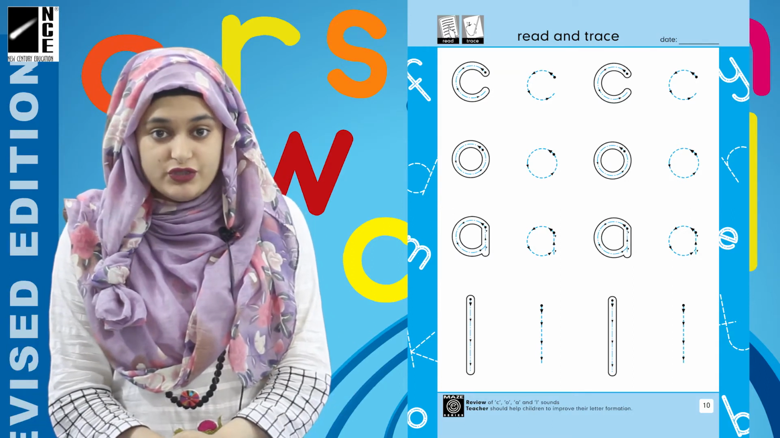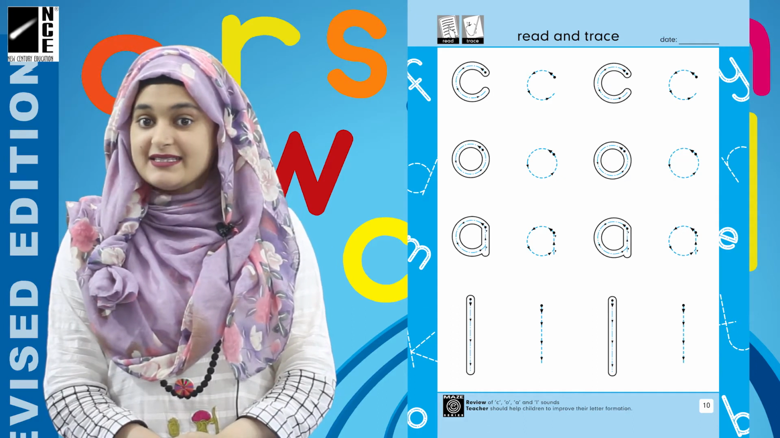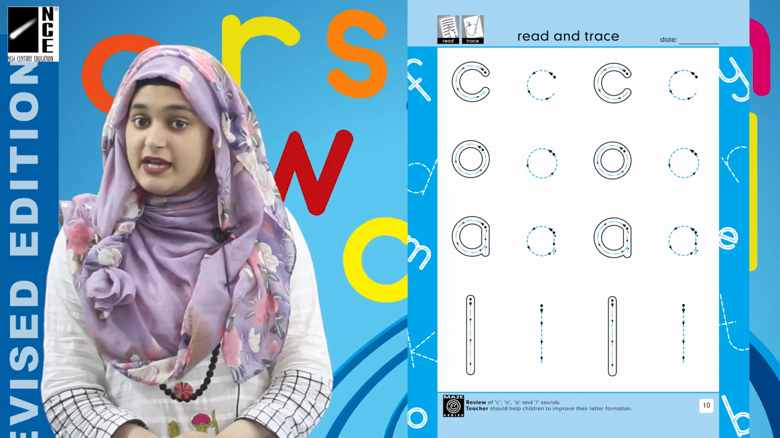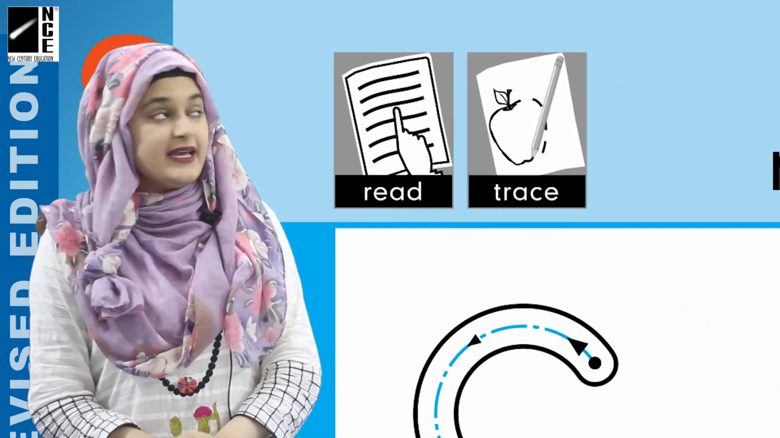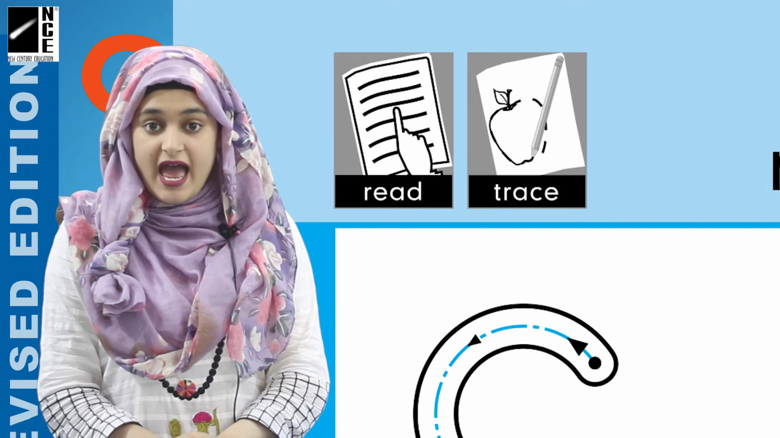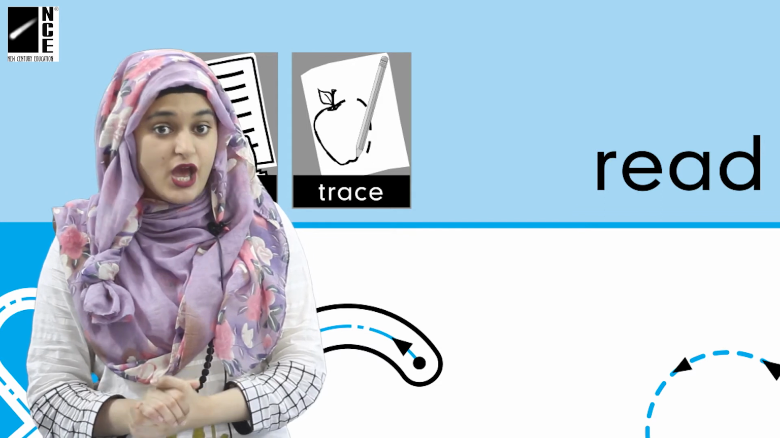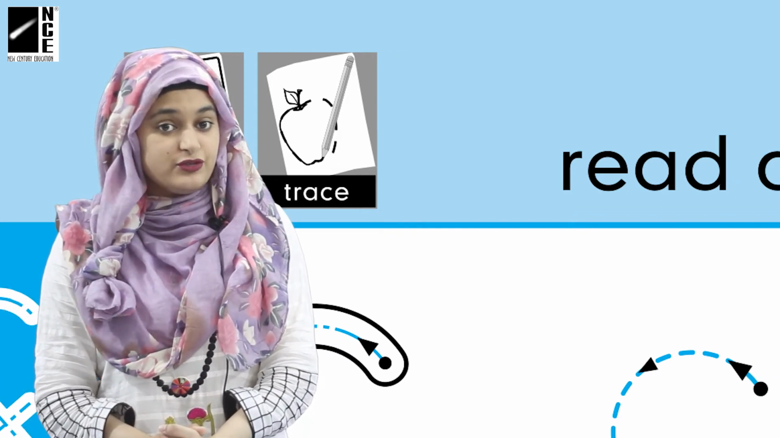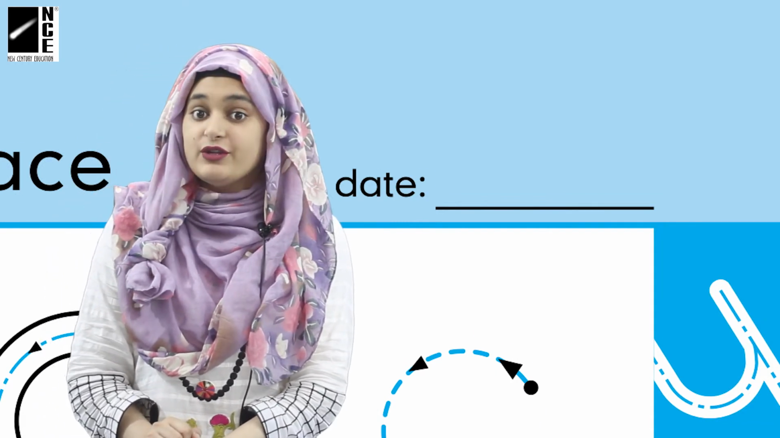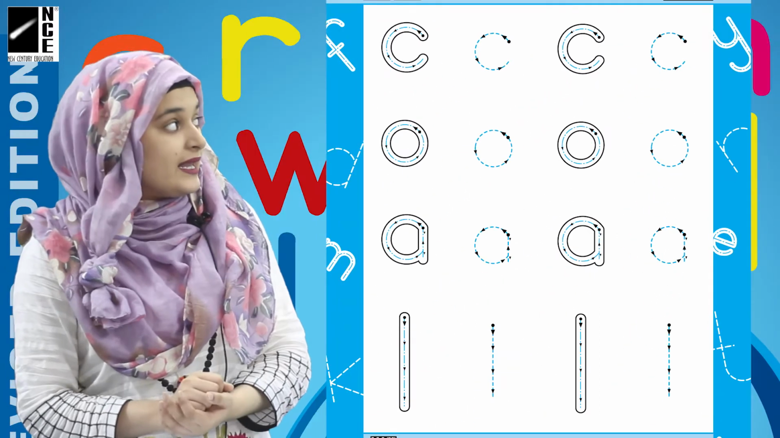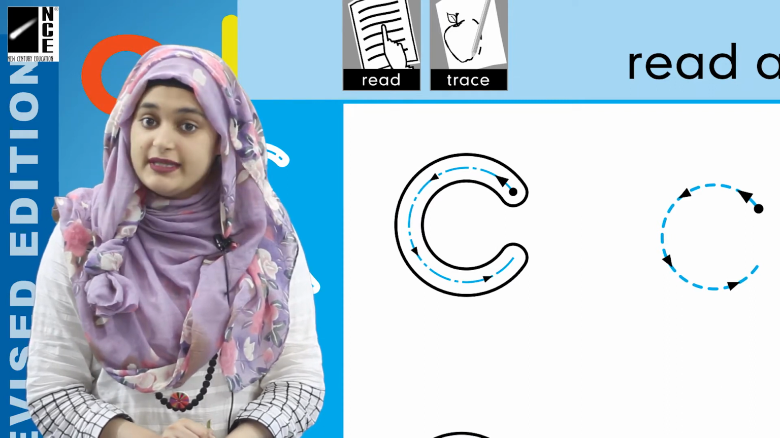Okay, so children, now we are on page number 10. Yes, and the icons we have on page number 10 are, the first one is read and the second one is trace. Okay, now children, what we have to do, we will first write the date in the date section and then let's have a look at the worksheet. Well, here we have the letter sounds and first we have to read them.